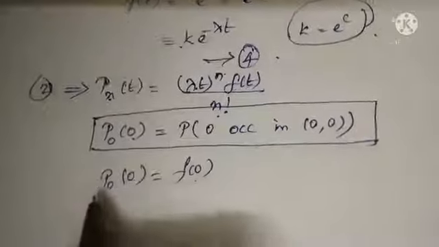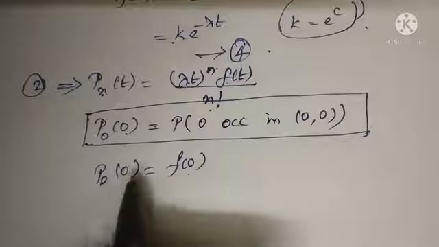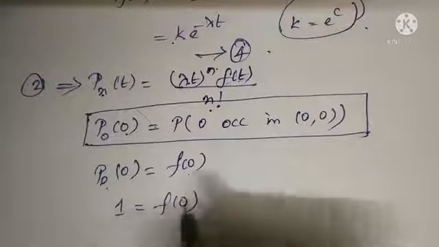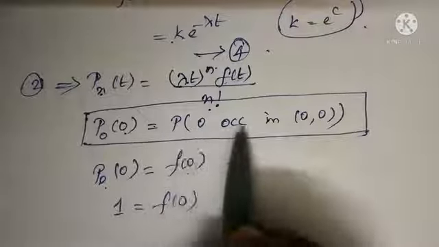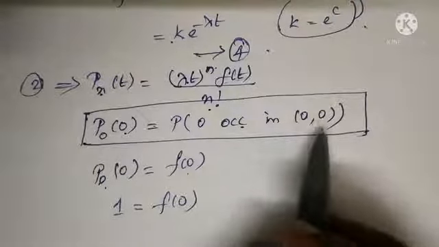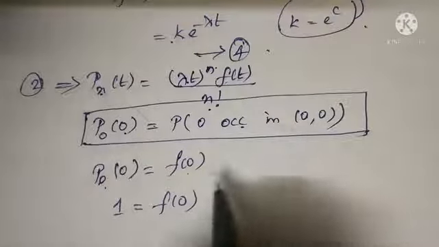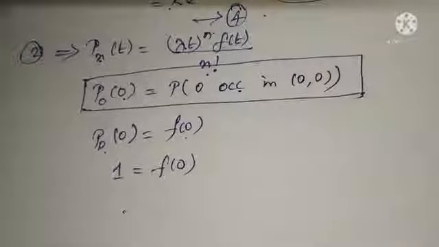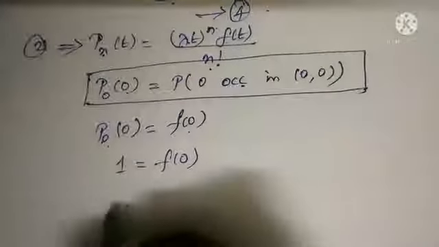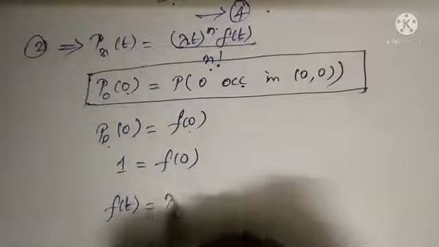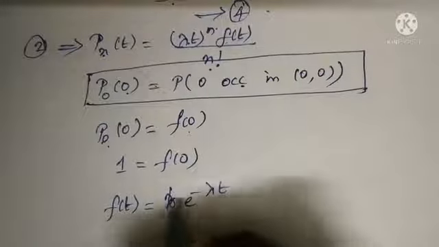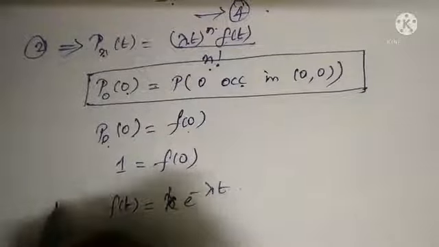So we know the probability of 0 occurrences in 0, 0 is 1, a sure event. There will be no occurrence in the interval 0, 0, which is a sure event. So 1 is f of 0. Okay, so let us now consider f of t equal to k into e power minus lambda t, which is our fourth equation.